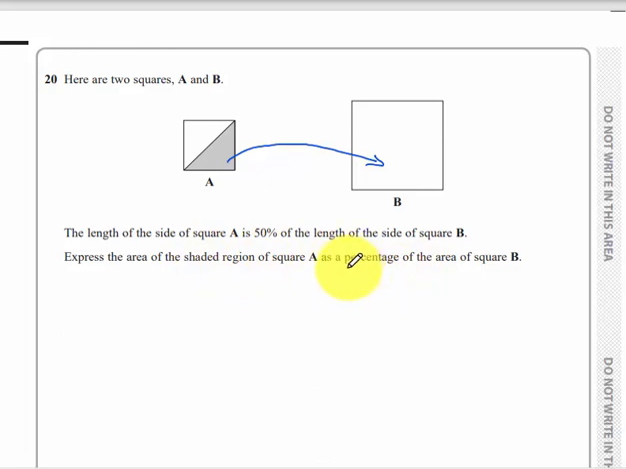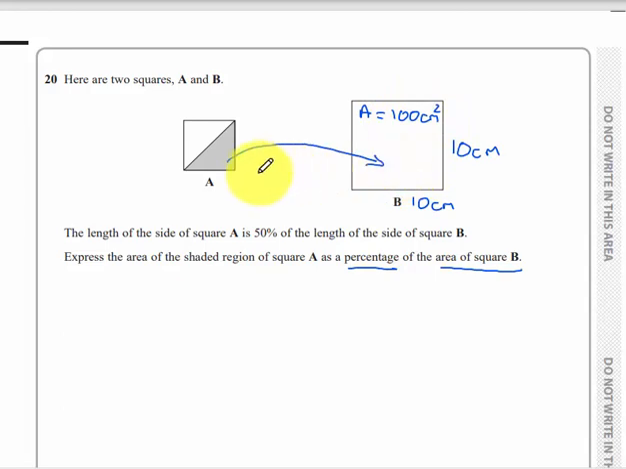Because we're talking about a percentage area of square B, I think it's going to be easiest if I can get square B to have an area of 100 centimeters squared. So then I'm working out of 100, which is what a percent means. So I'm going to make the size of this square 10 centimeters each, because then I know the area of this square is 100 centimeters squared.